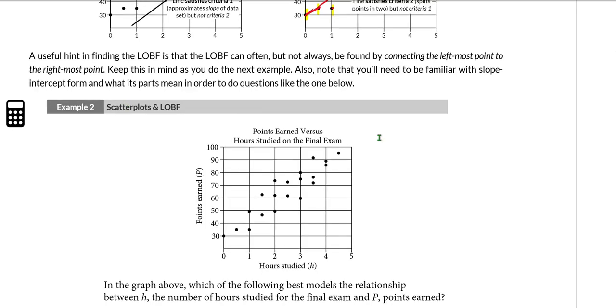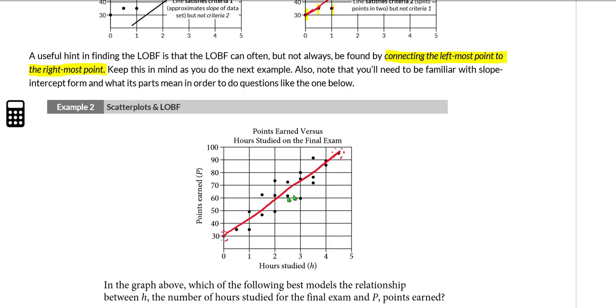On questions where you do have to draw the line of best fit yourself, the helpful hint here, I'm going to highlight this: connecting the leftmost point to the rightmost point can make it fairly simple to find out where the line of best fit should be. So if you look at example 2, we'll read this question in a moment, the leftmost point is here, the rightmost point is here. Often you can get away with simply drawing a line through those points. In fact, I'm going to go ahead and do that right now.